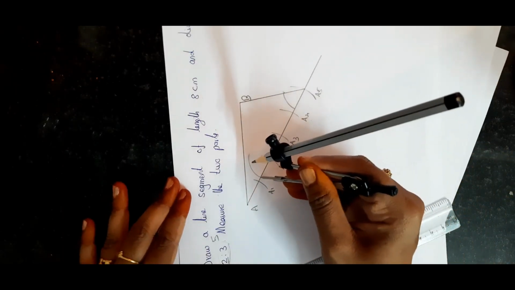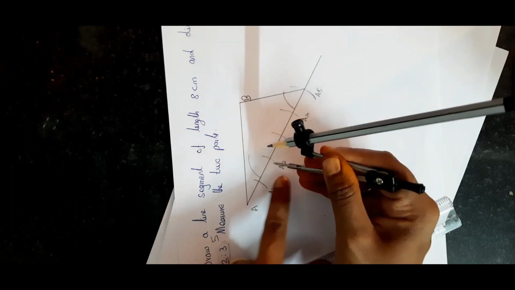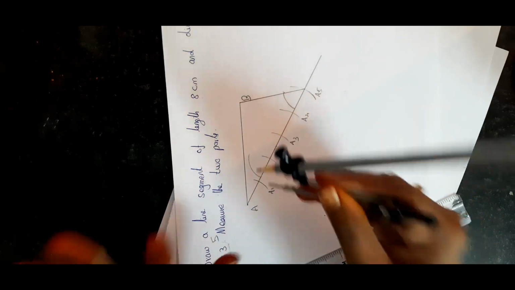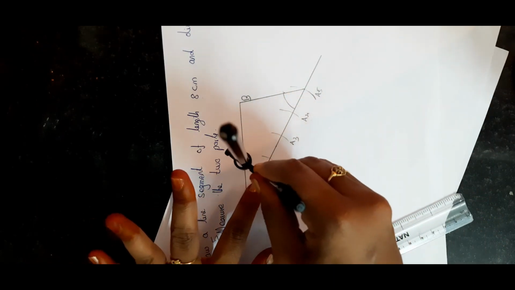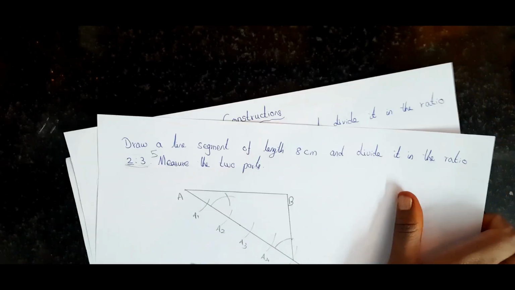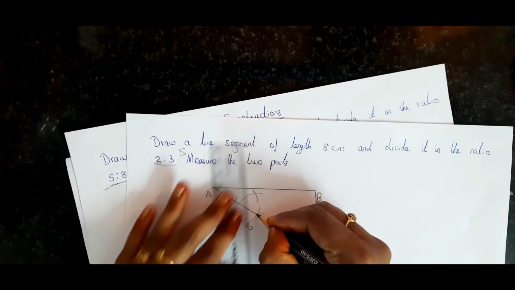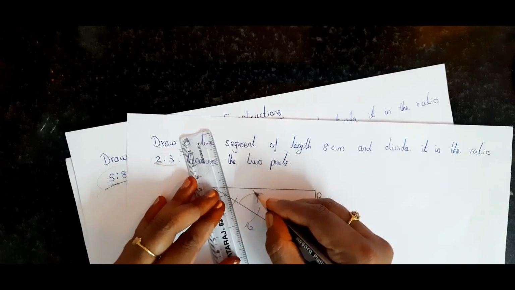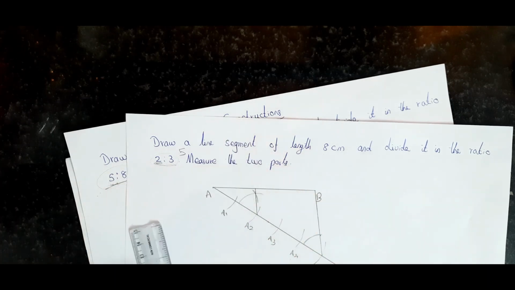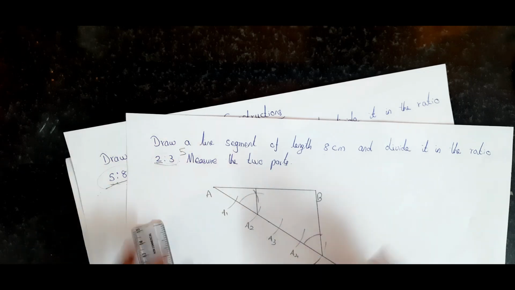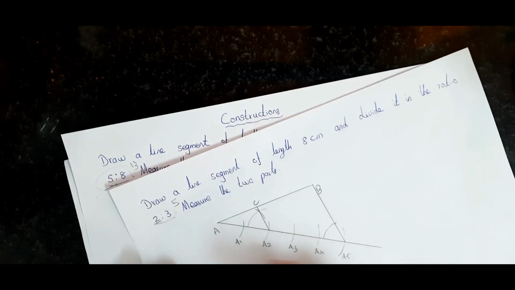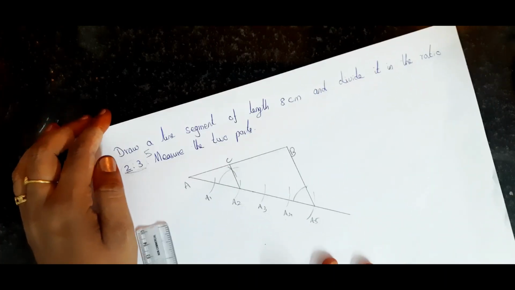Then from the starting point of the arc, not from A2, you have to cut. Most of the students will cut from A2. If you do like this, that is wrong. From the starting point of the arc you have to cut. Then next, using scale you have to join from A2 through this point, where the two arcs intersect. From A2 through this point draw a parallel line. So CA2 is parallel to BA5.